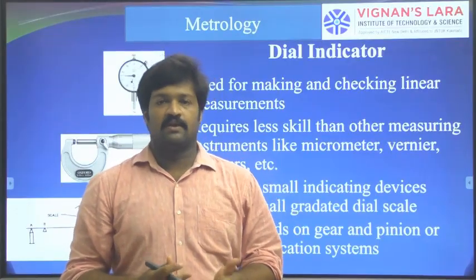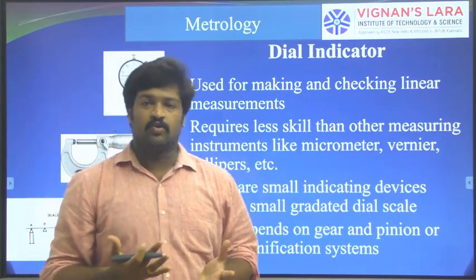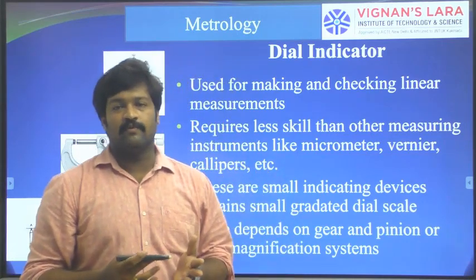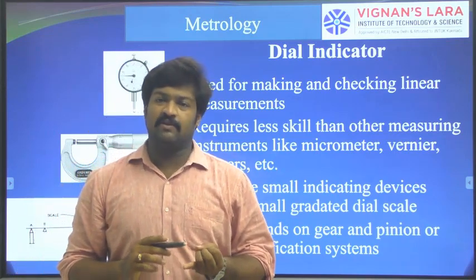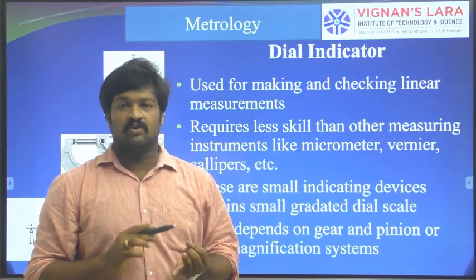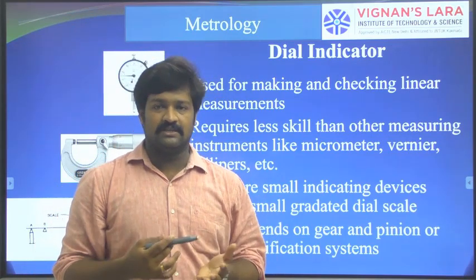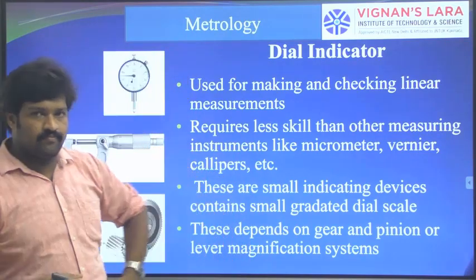Good morning everyone. In the earlier classes we discussed various linear measurement devices. Today we are going to discuss one more linear measuring instrument, that is the dial indicator. A dial indicator can be used as a measuring device as well as a comparator. It depends upon the application of our usage. It can be used as a measuring device or a comparator.